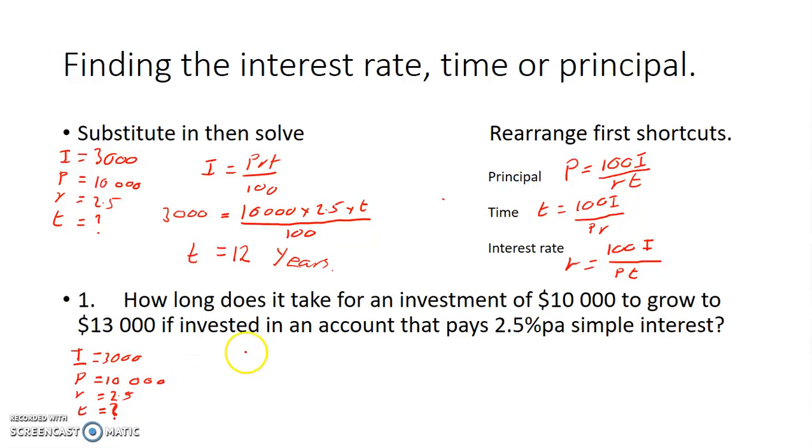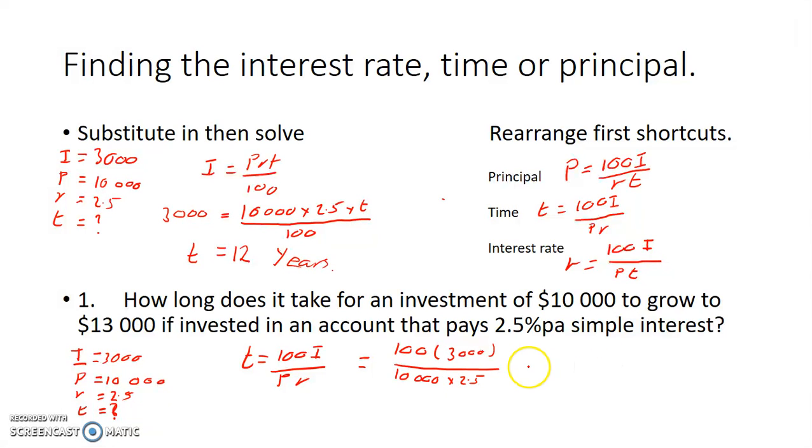So I go through, T's the thing that I don't know. I look here, what don't I know? I don't know T, so T is this one. So T equals 100I over PR, and then I'll plug in the numbers that I have got. So I've got 100 times the interest, which was 3,000, over principal, which was 10,000, times the interest rate of 2.5.